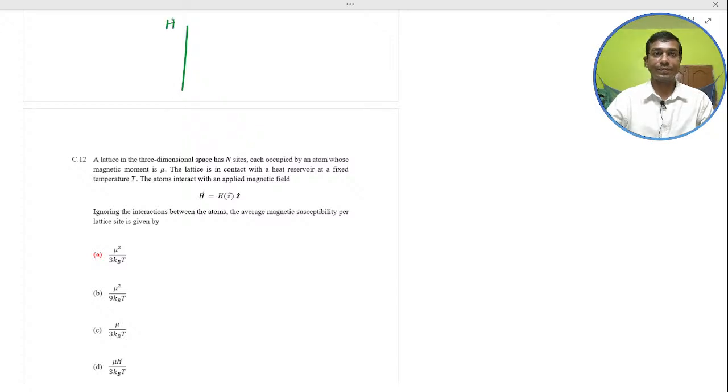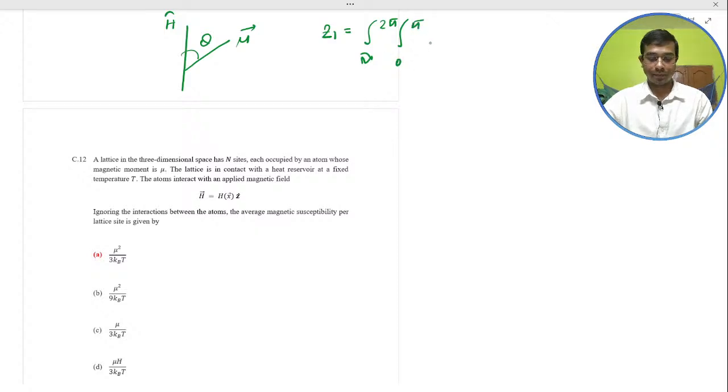This is the H. This is mu. This angle is theta. Here Z1 is nothing but the integral from 0 to 2 pi, integral 0 to pi, e to the power minus beta E, sin theta d theta d phi, because this is the sine component. So this will become 2 pi integral 0 to pi.